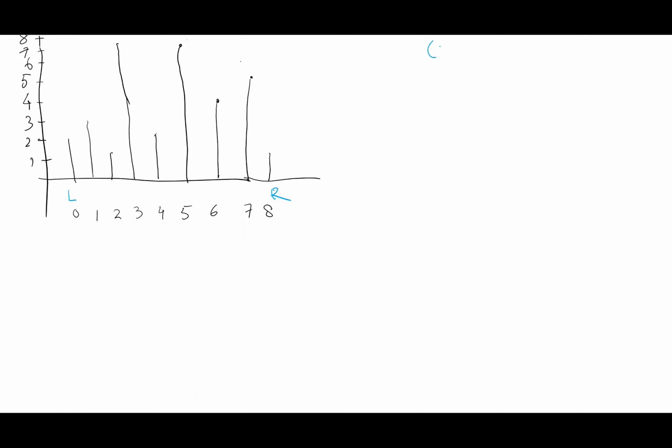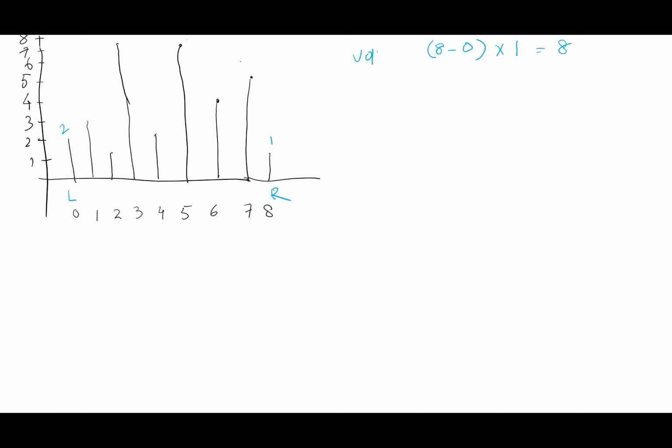So what is the amount of water? The amount of water is going to be 8 minus 0. This is the distance along the x-axis, into the minimum height. You see this one has a height of 2 and this one has a height of 1, right? So the minimum wall height is 1. So the amount of water is going to be 8. Okay, so this is the volume for now.